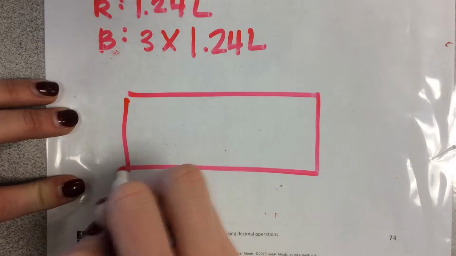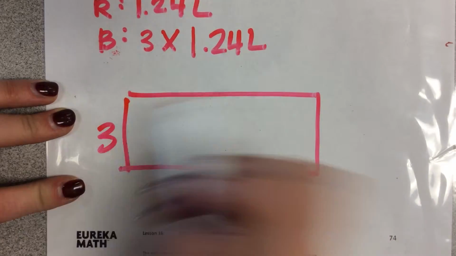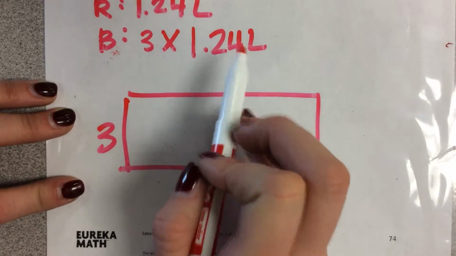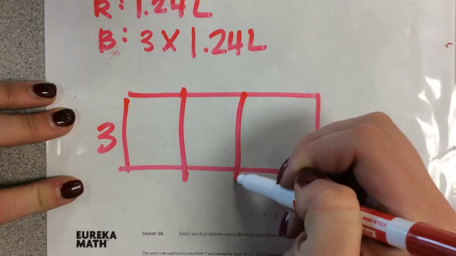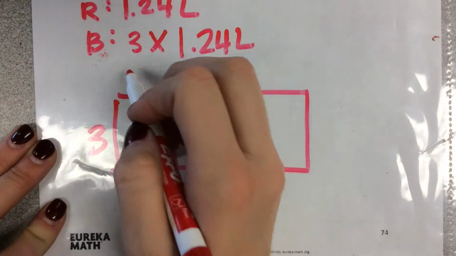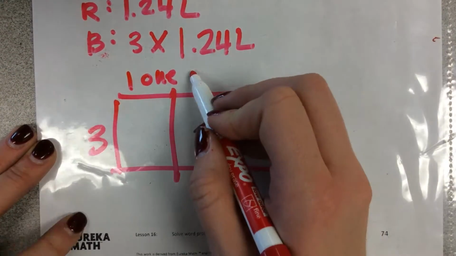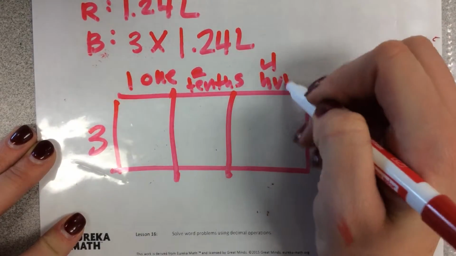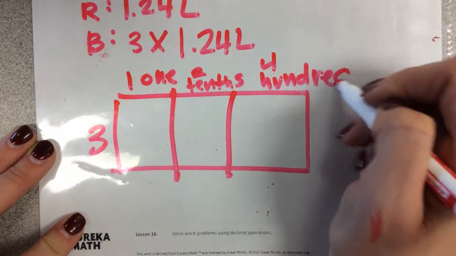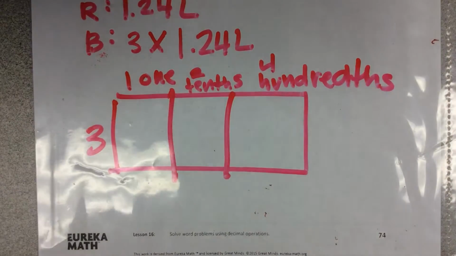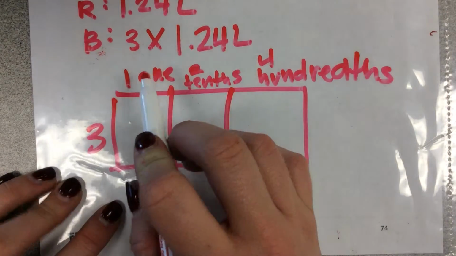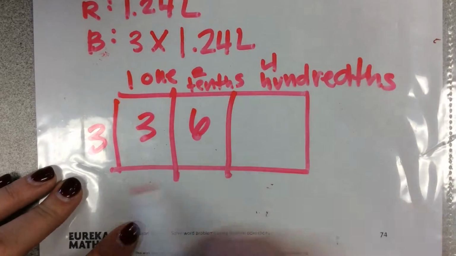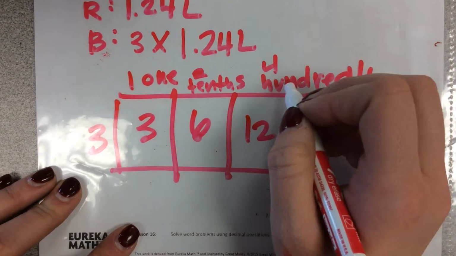So I'm going to draw my area model, and I know I'm multiplying by 3, so I'm going to put that right out here. And how many digits do I have in 1.2400? 1, 2, 3. So break this into 3. I'm going to put my 1 here, my 2 tenths here, and my 4 hundredths. There we go. So I've labeled it. Now let's multiply. 3 times 1 is 3 ones. 3 times 2 is 6 tenths. And 3 times 4 is 12 hundredths.